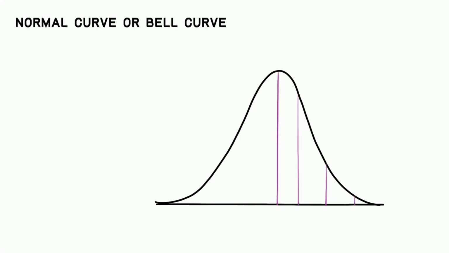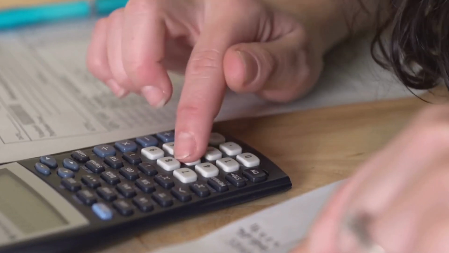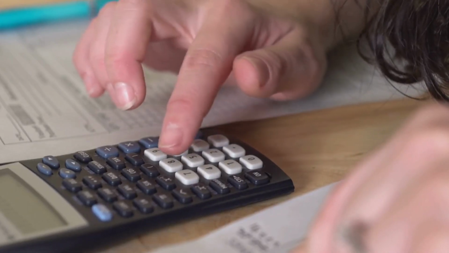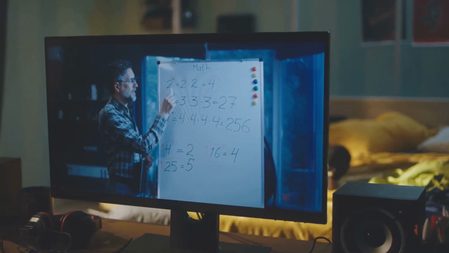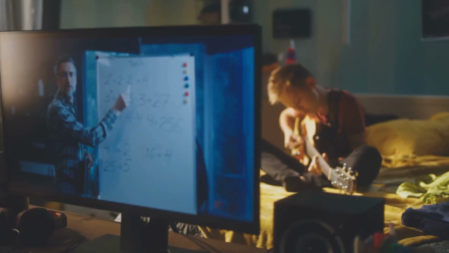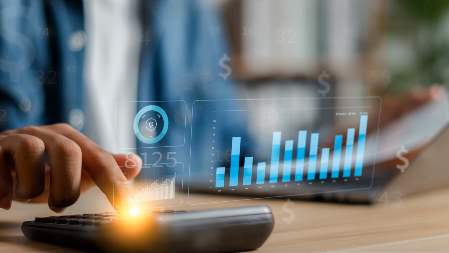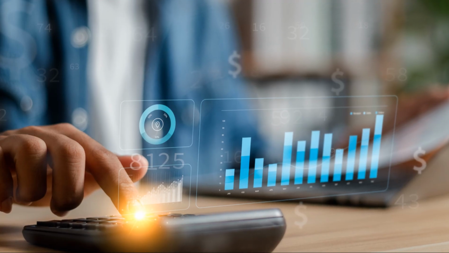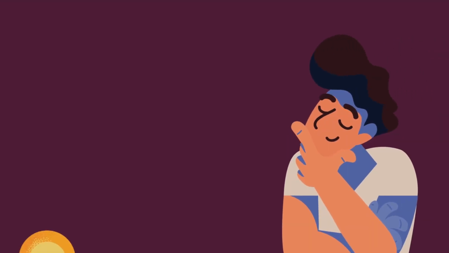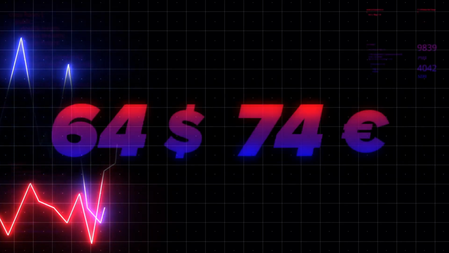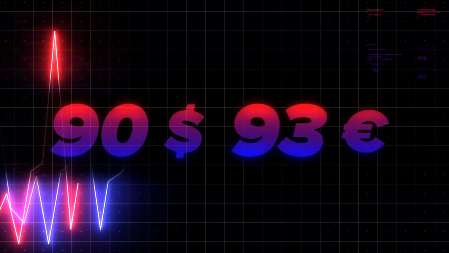Here's how it works. First, you find the mean, or average, of your data. Then you subtract the mean from each number to see how far each score is from the average. After that, you square these differences. Yep, just multiply them by themselves. Next, you find the average of these squared differences. Finally, you take the square root of that average, and boom, there's your standard deviation. Essentially, it gives you a single number that represents the variability in your data.